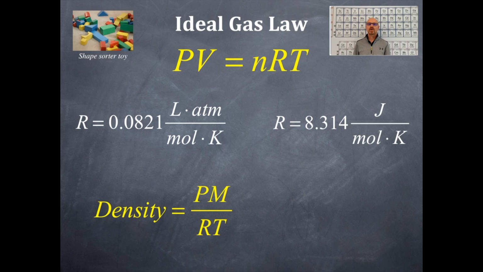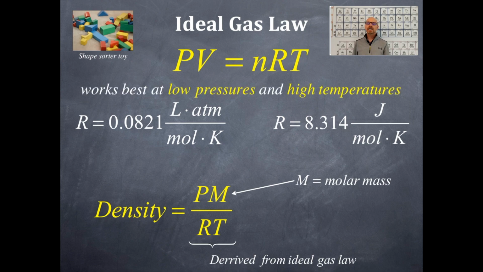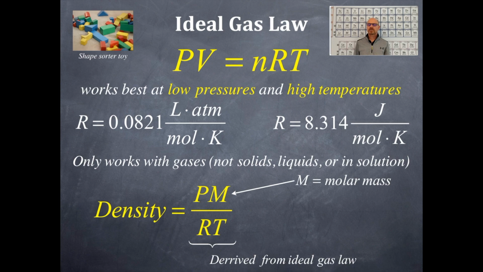The density equation is derived from the ideal gas law using molar mass: d equals PM over RT, where P is pressure, M is molar mass, R is the gas constant, and T is the temperature. The ideal gas law mathematically works very well at low pressures and high temperatures. That is, at low pressures and high temperatures, the ideal gas equation will be very close to what it actually is. Now, I hope you think about this: this equation only works with gases. It doesn't work with liquids, solids, or things in solutions.